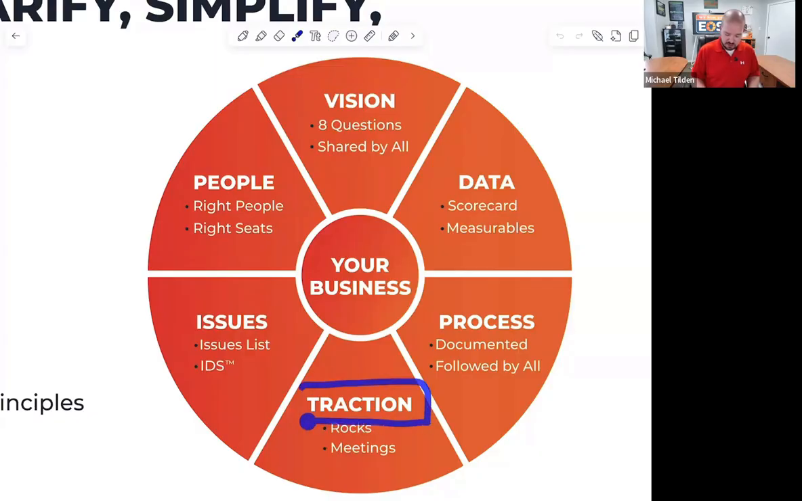Finally, last but certainly not least is the traction component. And traction refers to getting your vision down to the ground and executing on it day in and day out with consistency and accountability. There's 2 tools and disciplines here. One is rocks and one is meetings. So let's start first with rocks, because you've got to be asking yourself, what in the world is a rock? A rock is a 90-day business priority.